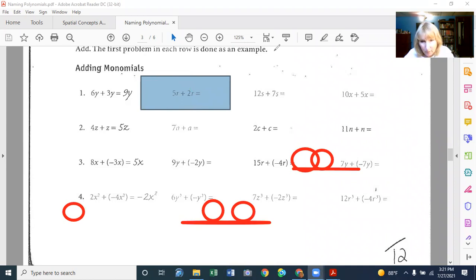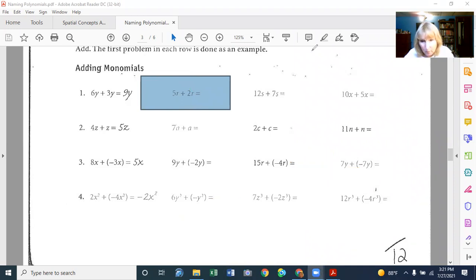Oops, didn't want to do that. I'm going to clear all drawings. There we go. And 12s plus 7s. That would be, you add the 12 plus the 7, that would be 19, and then the s just comes along. So altogether you have 19 s's, so to speak.